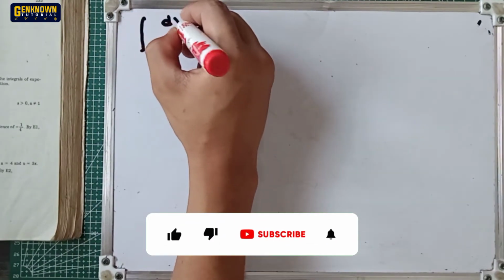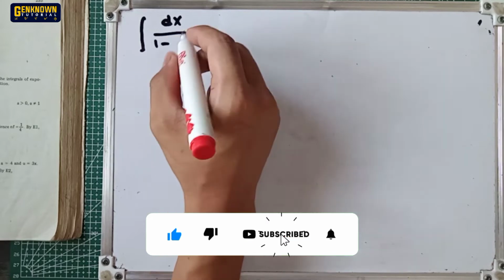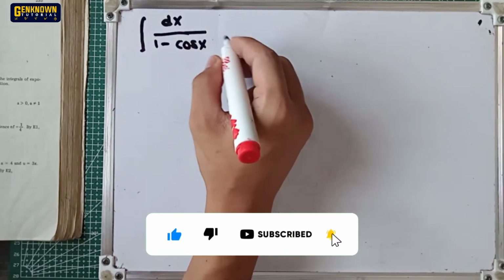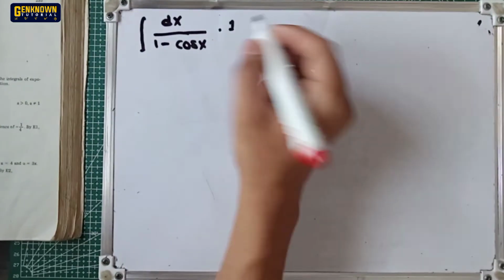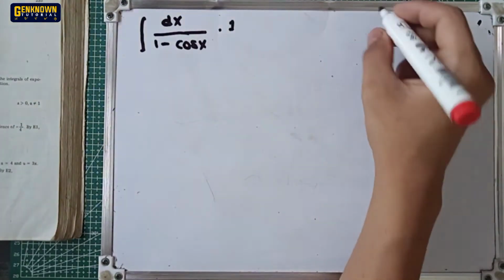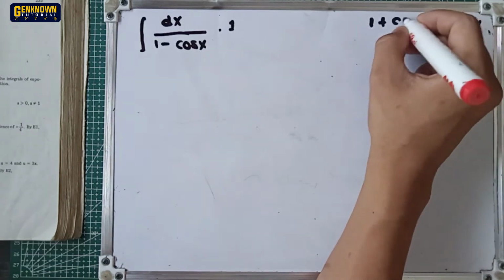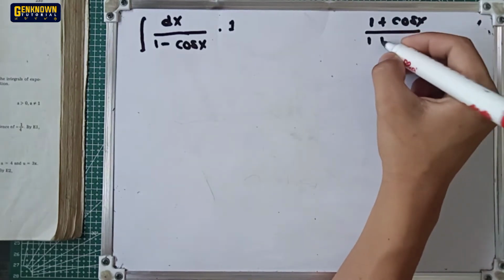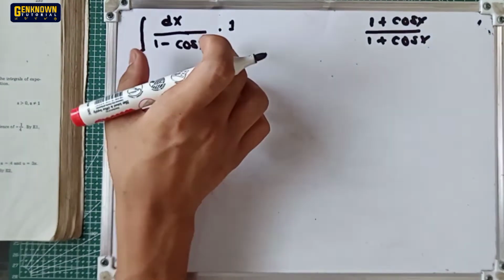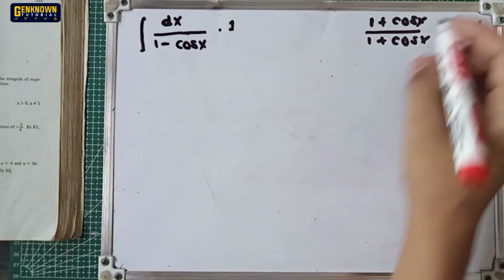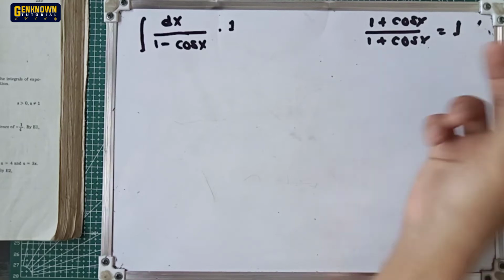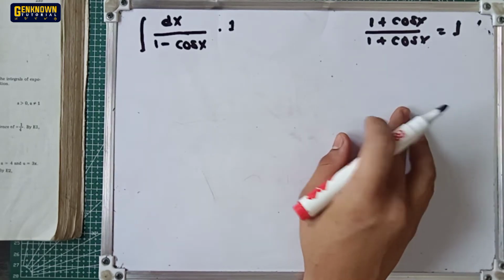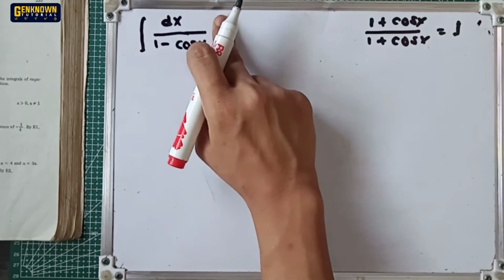Okay, number 6, we have the integral of dx over 1 minus cosine x. Sa part na to ay kailangan nating i-multiply itong equation na ito sa 1. But the equivalent of 1 is equal to 1 plus cosine x over 1 plus cosine x. Nag-base lang ako sa denominator natin. Equal to 1 yan. Pareho sila ng numerator and denominator. Probably that's equal to 1. So, isasama natin yung 1 dito.